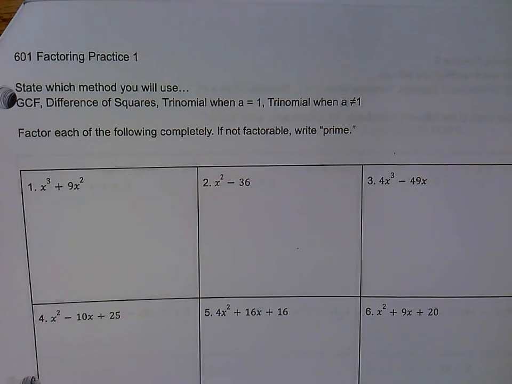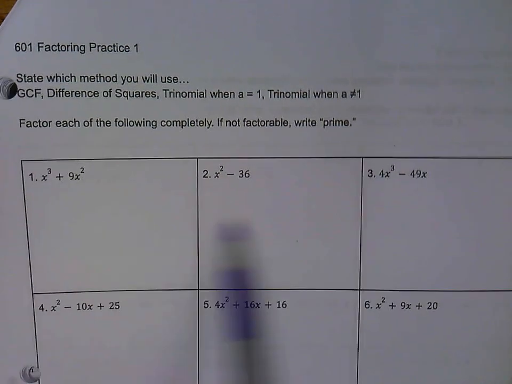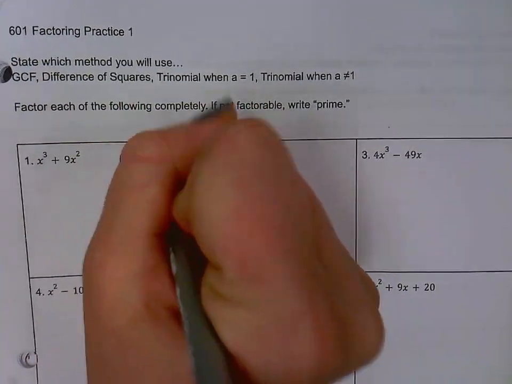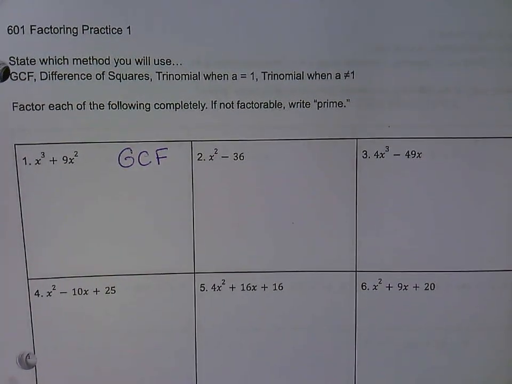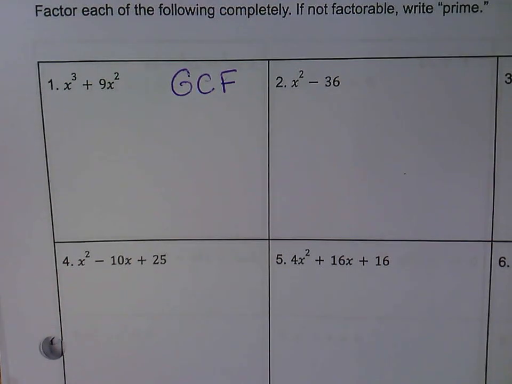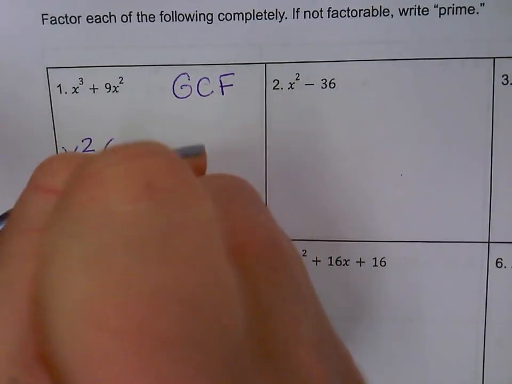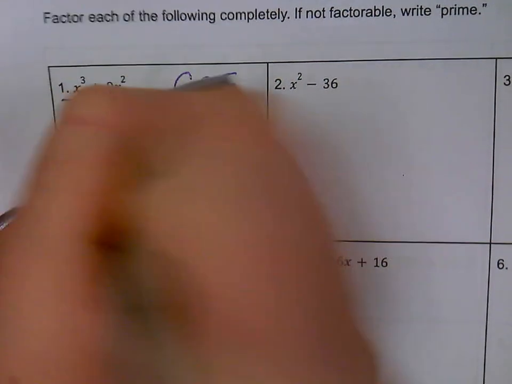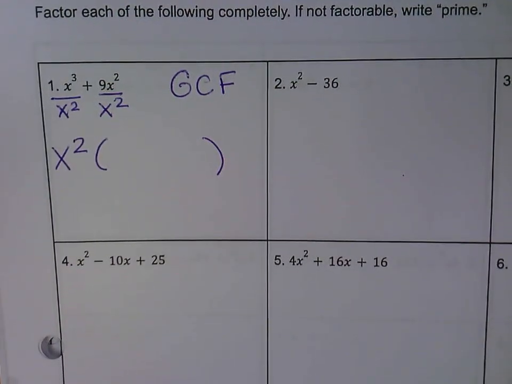What strategy should I use on number 1? I'm going to identify the strategy and see if you can remember what to do next. This is a greatest common factor problem. What would I pull out as my greatest common factor? They both have x to the second. So I write my greatest common factor, and then I'm going to divide each term up top by the greatest common factor of x squared. What would you have left?